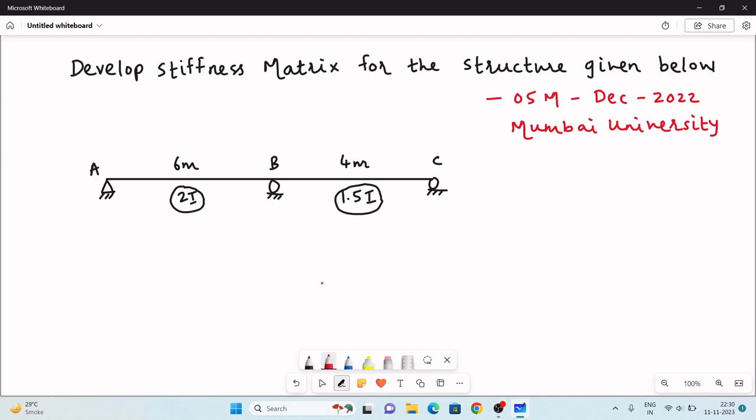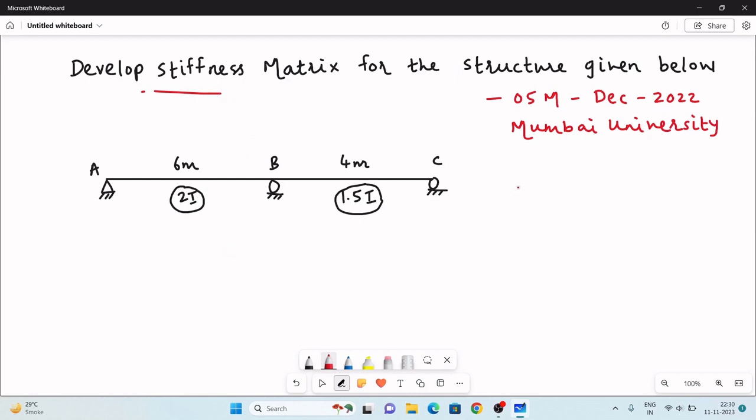In this video, we will see the development of the stiffness matrix for the continuous beam given on the screen, and this question was asked in the Mumbai University question paper in December 2022. You see that if the coordinates are given in the beam, then according to the coordinates we have to develop the stiffness matrix. In this question they have not given the coordinates.